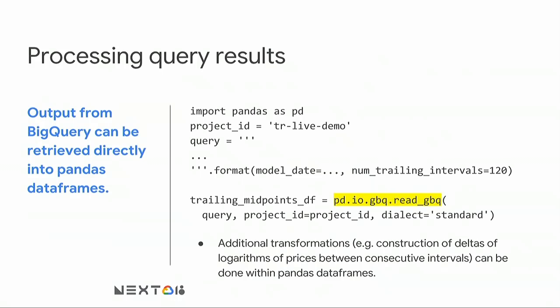OK, now one thing that's very convenient about using BigQuery for data in Google Cloud is that it's very nicely integrated with Python. There is a pandas package called pandas.io.gbq that has this method called read_gbq. You can pass the query, you pass your project ID in Google Cloud, and it returns the output of a query into a pandas data frame. And then you can do additional transformations of data, generation of final features from our semi-final results of queries directly within pandas data frames, which have very rich functionality.